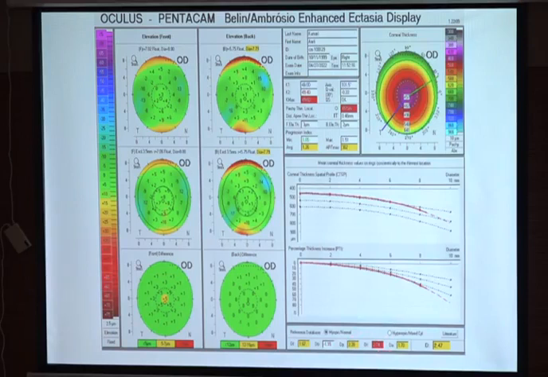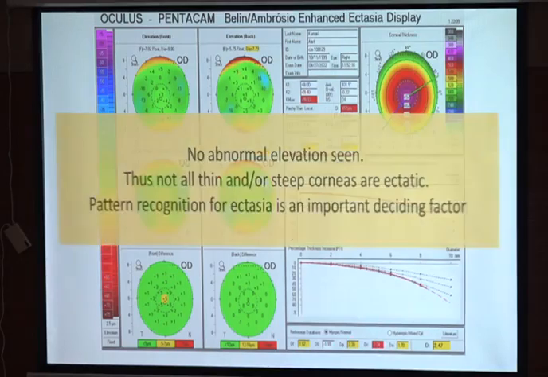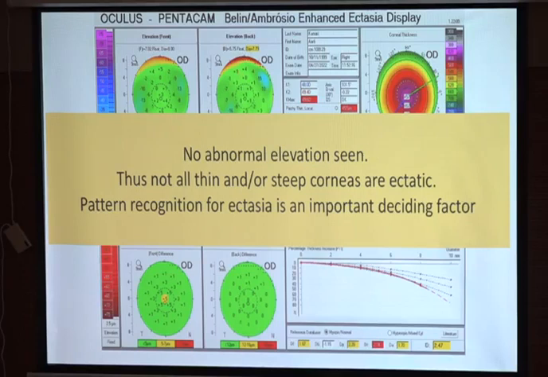These parameters are abnormal because these parameters ultimately reflect some limits of numbers. If those limits are beyond those numbers, they will be abnormal. So this is certainly not a case who we want to take up for a cornea-based refractive surgery, but this is also not a case who has ectasia. The best you can do is tell these people not to get a corneal-based refractive surgery done, and that we want to keep you under regular follow-up. But in your mind, you know, and you can reassure the patient that this patient does not have keratoconus. So no abnormal elevation, not all steep and thin corneas are ectatic, and pattern recognition for ectasia is an important assignment. So I think I'll end there.